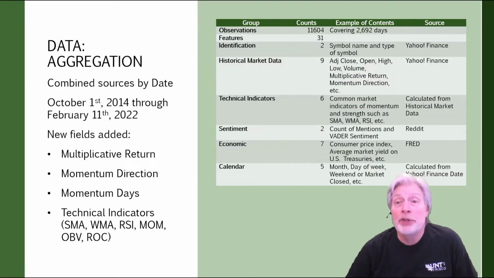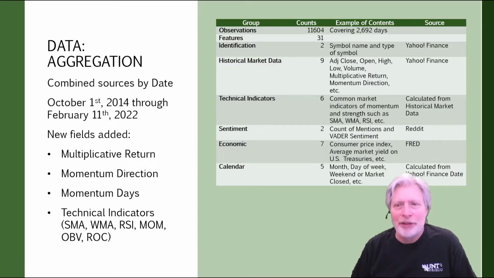The 3 sources of data were joined based on date. There were some additional fields added for analysis, including a momentum or market direction indicator and a multiplicative return variable. Also, based on the literature review, 6 common market indicators were included, such as a 30-day simple moving average, a weighted moving average, and a relative strength indicator. Articles indicated that these would help improve model performance. So this gave me 31 features and 11,604 complete observations representing 6 symbols covering 2,692 days from October 1st, 2014 through February 11th, 2022.